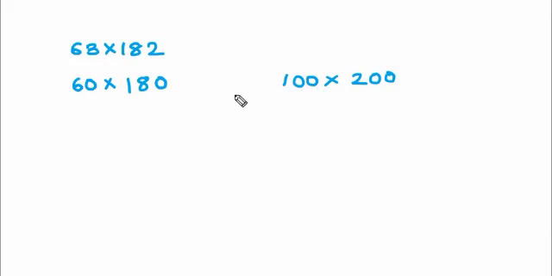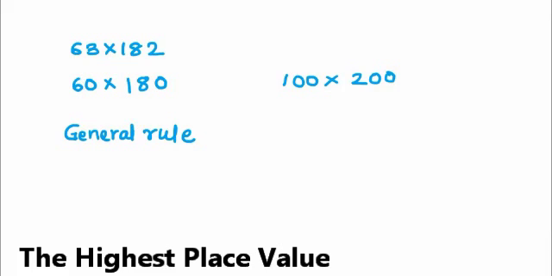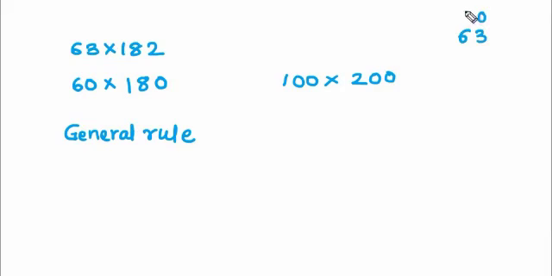So instead of landing in this kind of situation where we might or might not get the right estimate, what we do is we use the general rule. The general rule talks about the highest place value. What is the highest place value in 63? Tens. In 182, what is the highest place value? 100 is the highest place value. So as per the general rule, we will round off the number to its highest place value.